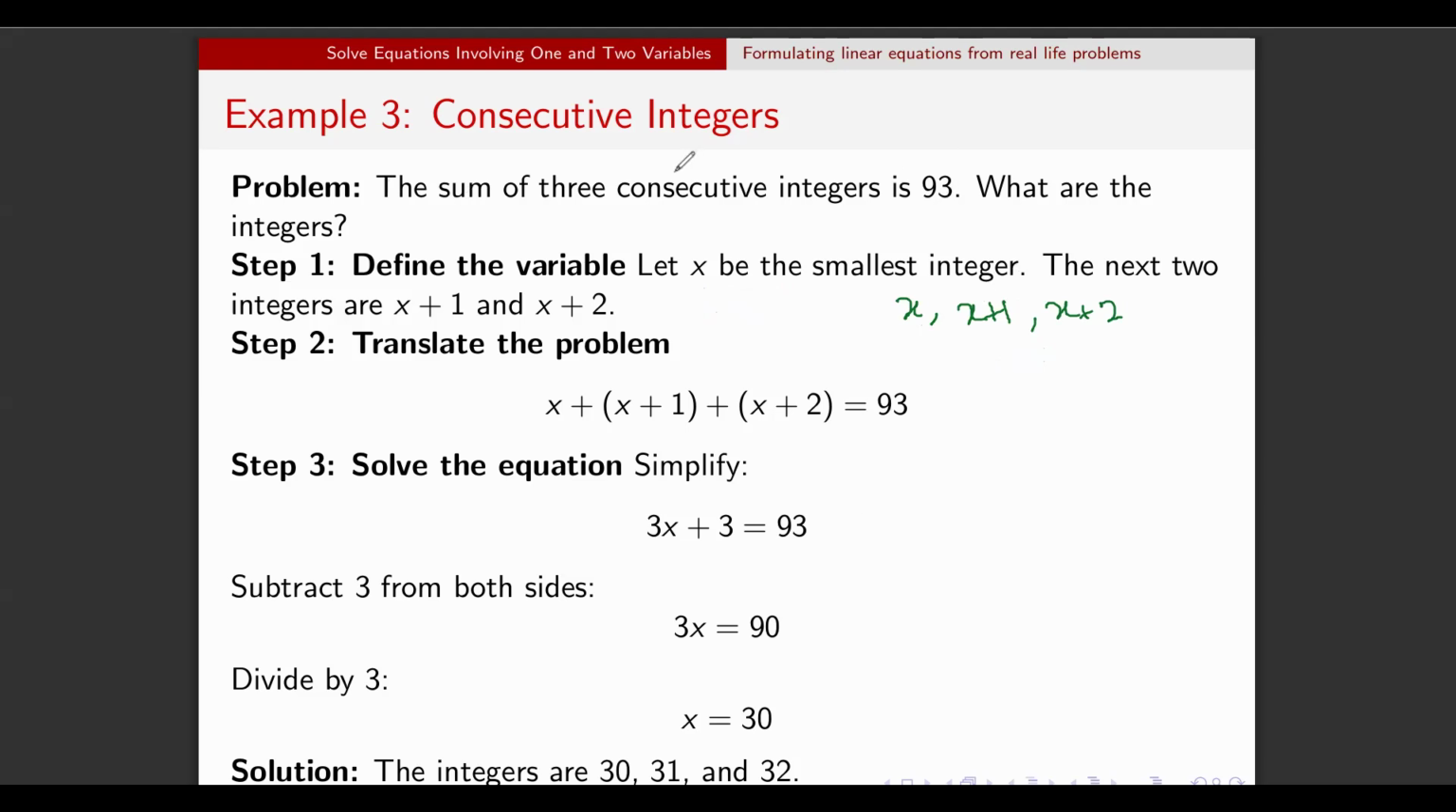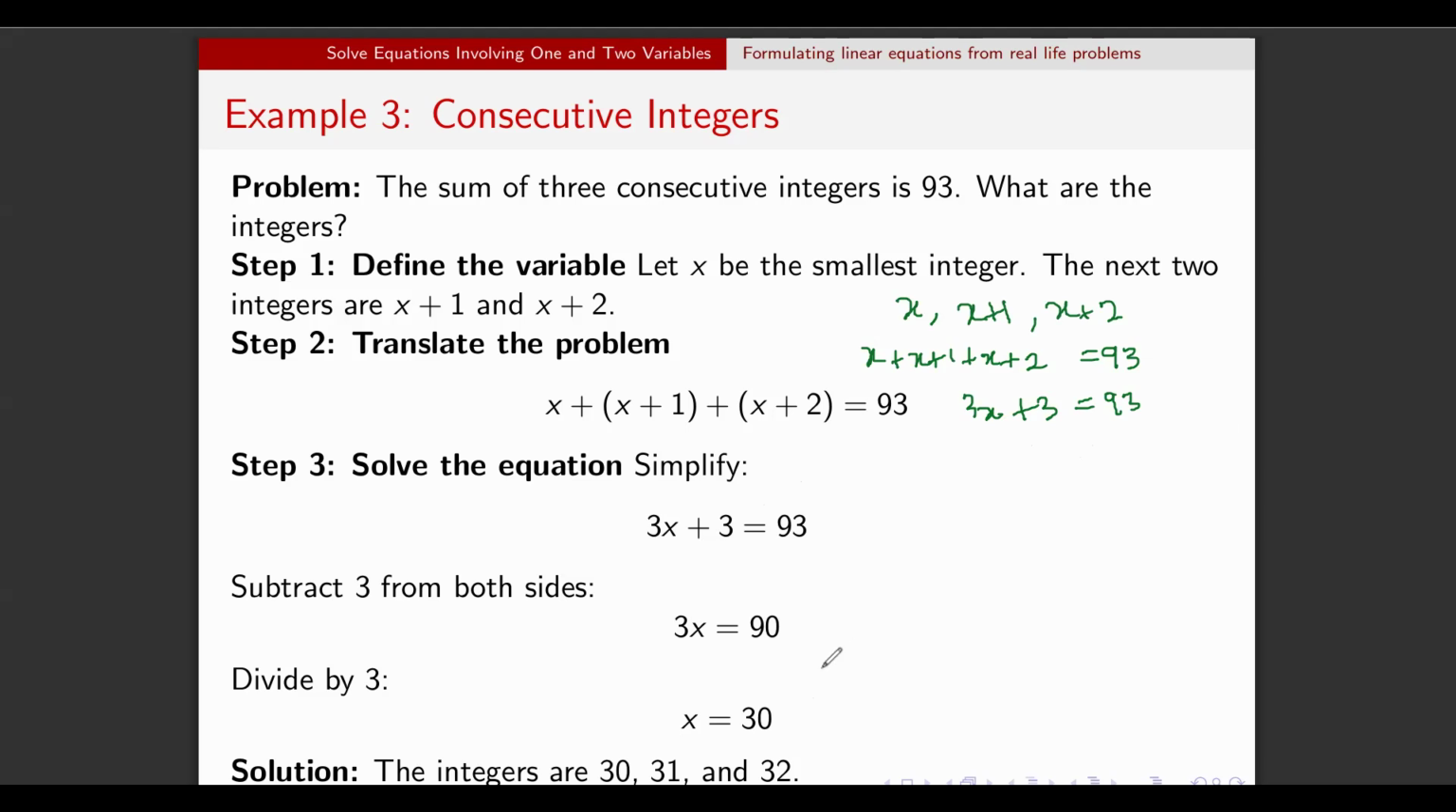Now the question says the sum of these 3 is 93. So to add, I say x plus x plus 1 plus x plus 2 should be equal to 93. Then at this point, I can simplify. x plus x plus x is 3x. And then 1 plus 2 is 3, equals 93. So 3x plus 3 equals 93. I move the 3 over to become 93 minus 3, and then I have 90. 3x equals 90. Divide both sides by 3, we have x equals 30.